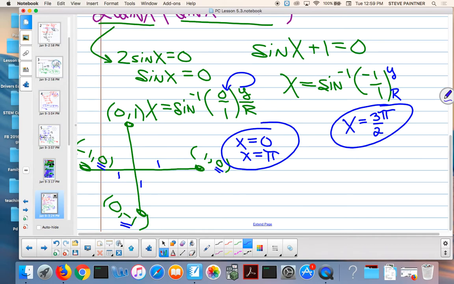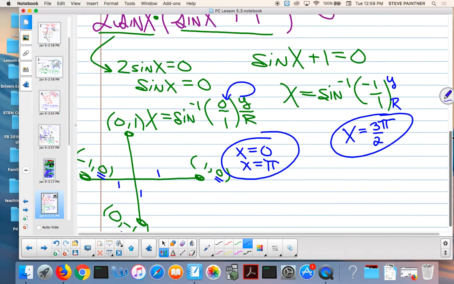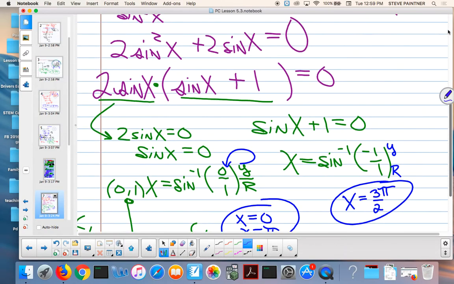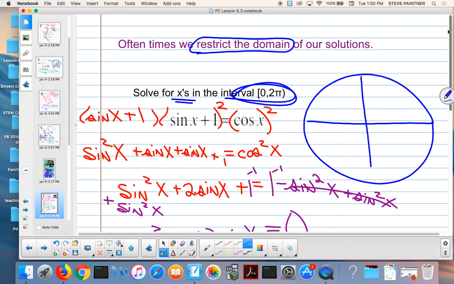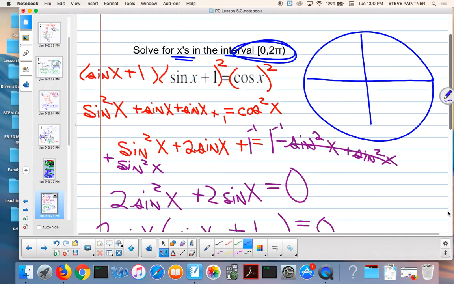Hang on. Let me go back up. Let's look, because it's 0 to 2 pi. Okay, it's 0 with the bracket. That means 0 is included. 2 pi with parentheses. We don't include 2 pi. So if 2 pi is your answer, we don't want it because it's not included in this interval. Now, hang on. Here's the deal. One thing I didn't tell you.